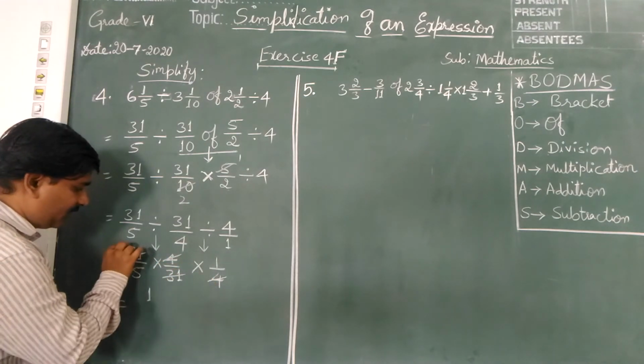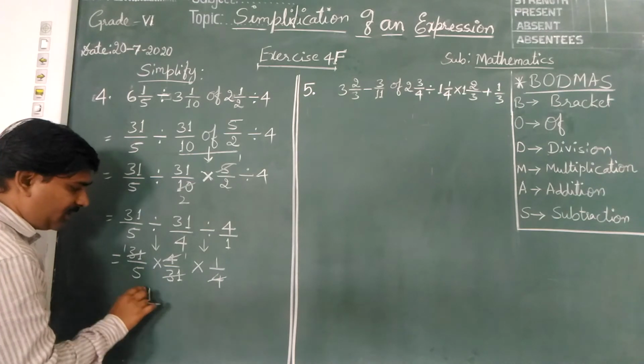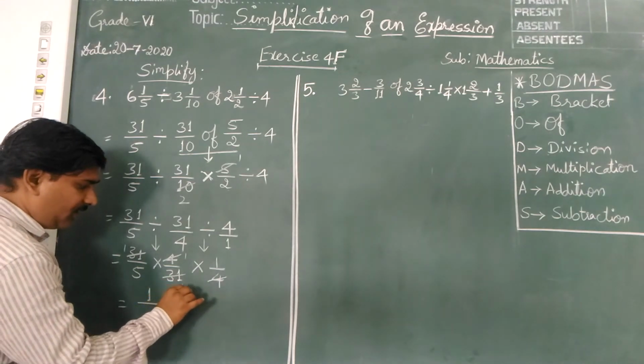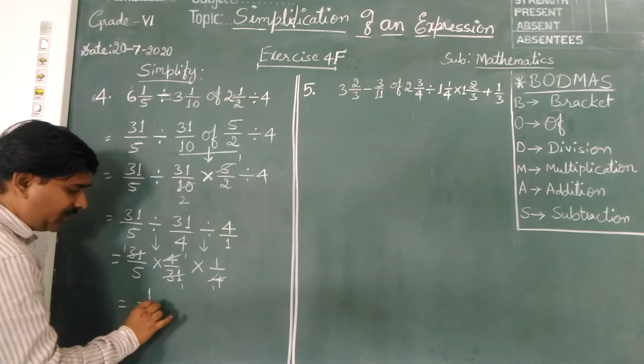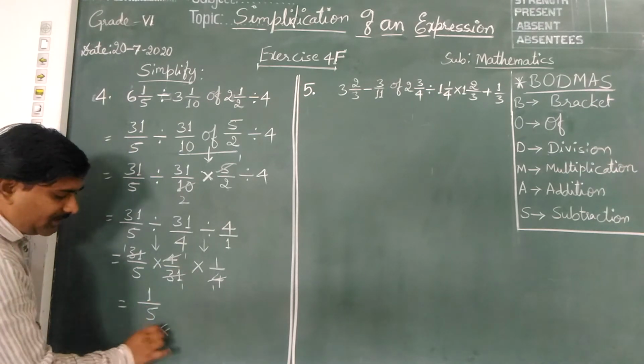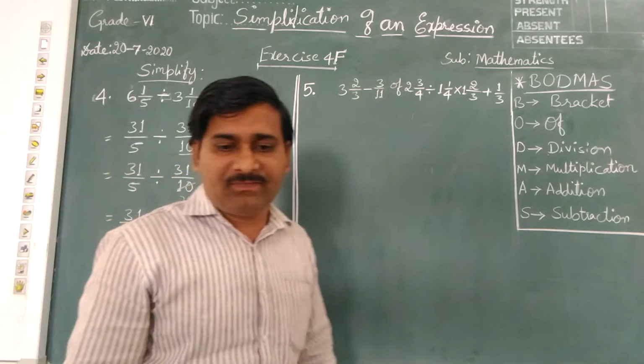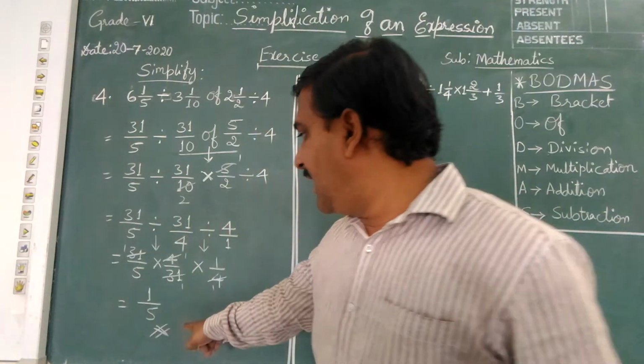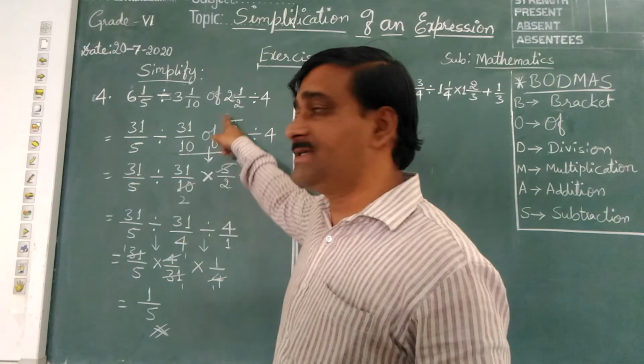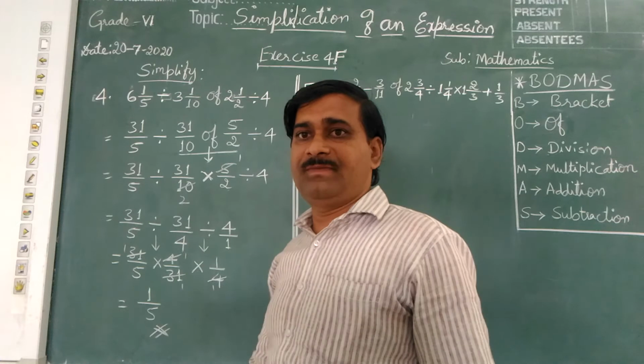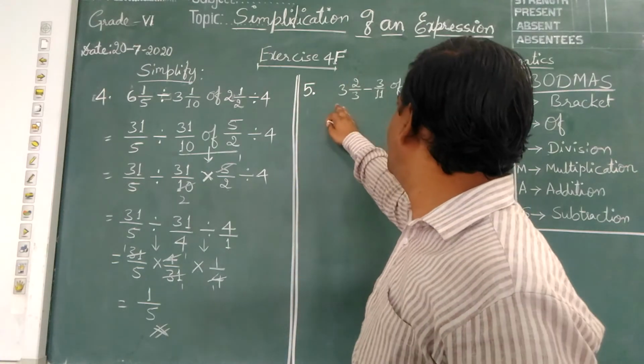Only 1 is there in the numerator. Denominator: 5 ones are 5 and 5 ones are 5. 1 divided by 5 is the simplified answer for this expression. So let us move towards the 5th question.